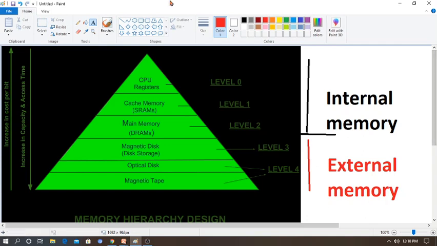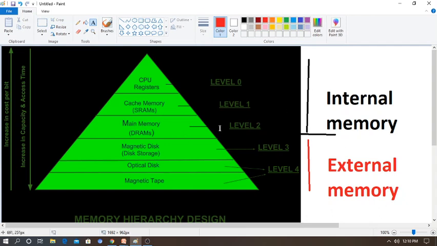Here there is a pyramid structure with levels 0, 1, 2, 3 and so on. The first level has registers, and the levels expand from there. After the CPU registers comes cache memory, followed by main memory, then magnetic disk and optical disk, and at last magnetic tape drives. Here the optical disks are optical drives.